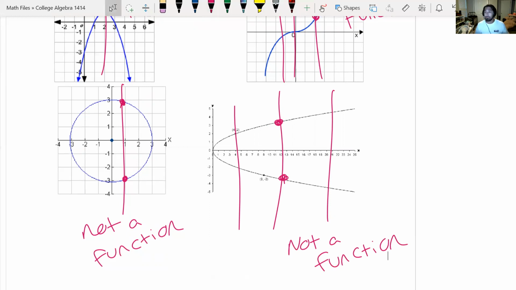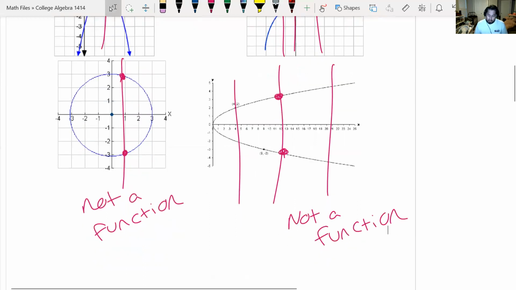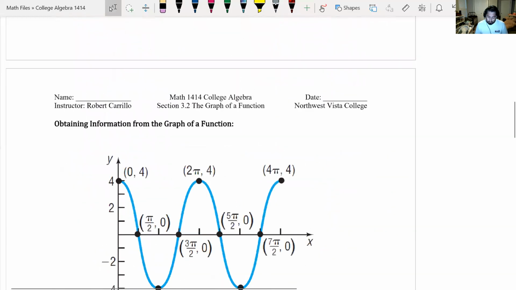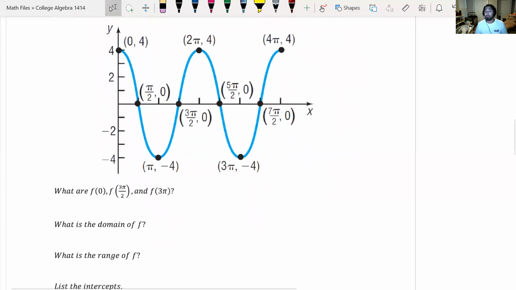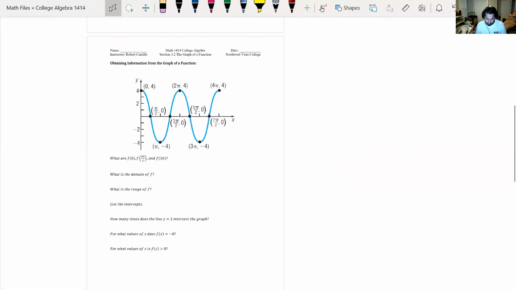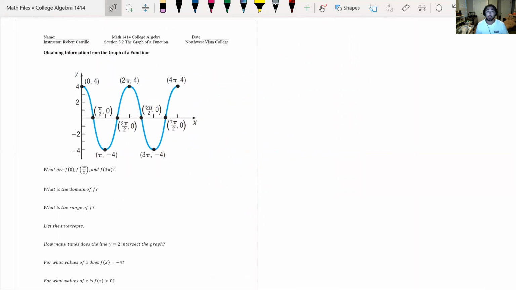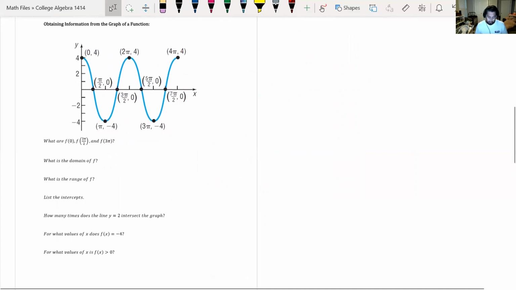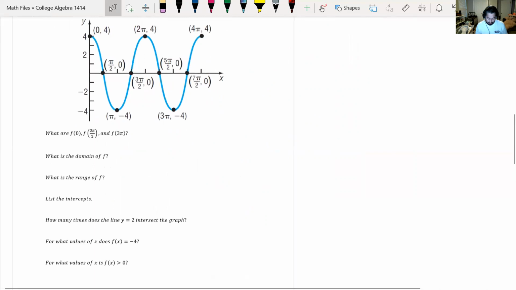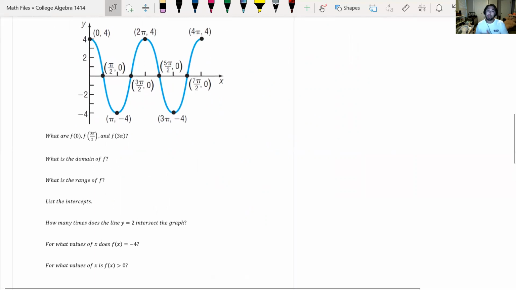So given a graph, you can prove whether it's a function or not by using the vertical line test. Now, learning how to read a graph is very, very important. Obtaining information from a graph, knowing how to read a graph is always important. So we just want to answer the questions and read the information from the graph correctly.